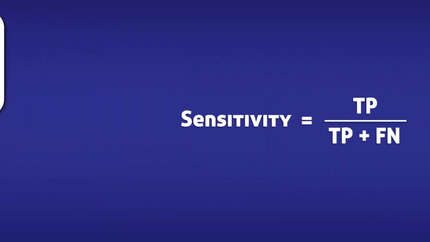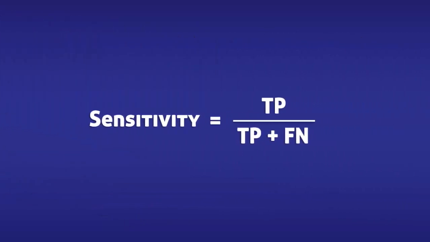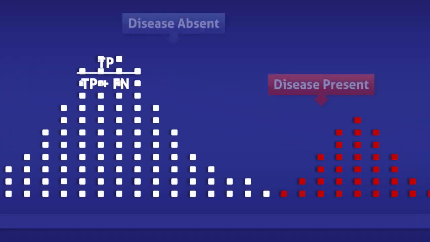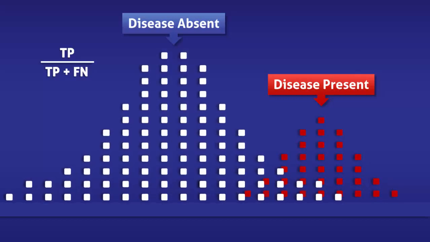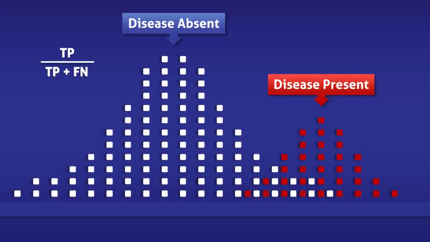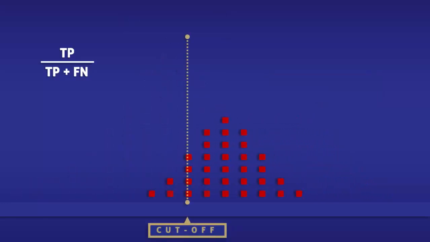Now let's move on to the equation. Sensitivity is calculated by dividing the number of true positives by the total number of people with the condition. To help us understand this equation, we are going to imagine that a group of people are being tested for a disease. The red squares represent people who have the disease, and the white squares represent people who do not. Since sensitivity only takes into consideration people that have the disease, we are going to focus on the red squares.